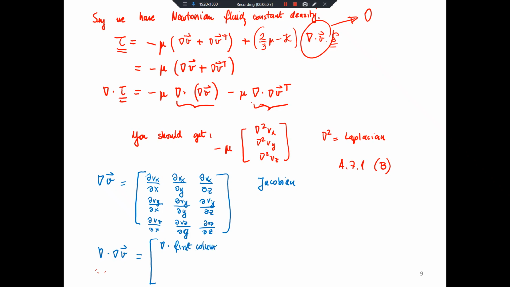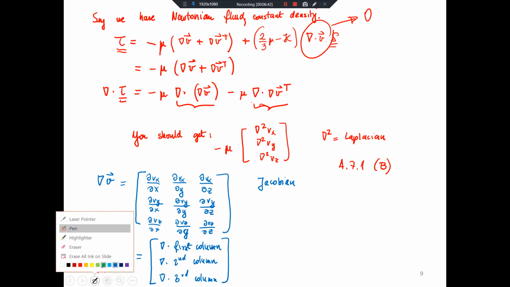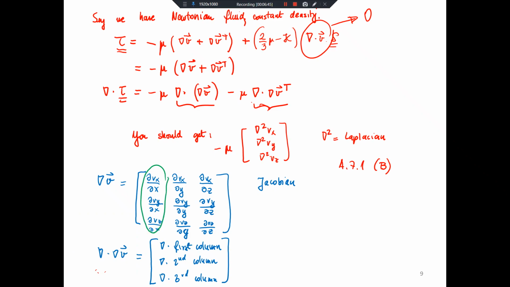Or maybe I should call that the x column. And then the divergence of the second column, and the divergence of the third column. So what is this divergence of the first column? This is my first column, so this is a vector. And the way I normally take divergence, you will remember, is that I take the x derivative of the x coordinate plus the y derivative of the y coordinate plus the z derivative of the z coordinate. So the divergence of a vector is this scalar.